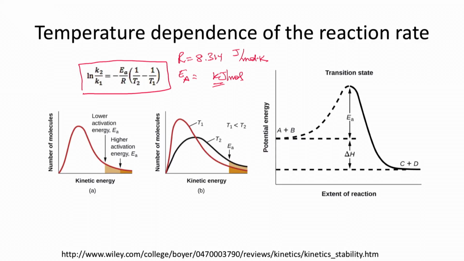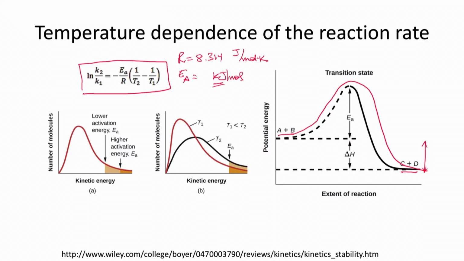The point is that this activation energy represents a barrier. It's the amount of energy that I need to overcome for this reaction to take place. You can see this on the graph on the right-hand side. Here, let's say, are two reactants, A and B, and here are two products, C and D. Even if the products have a lower energy than the reactants do, that doesn't mean that I can go straight from A and B to C plus D. I actually have to go up and then back down.